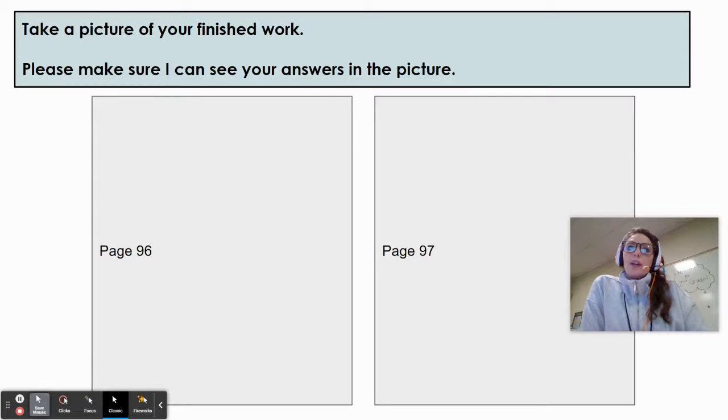After you've finished your work, please take a picture of page 96 and 97 and post it in these boxes. Please make sure I can see your answers in the picture and see your strategy. Some of you are holding your paper really far away. I would really like you to take a picture close up where I can see your thinking and your work.